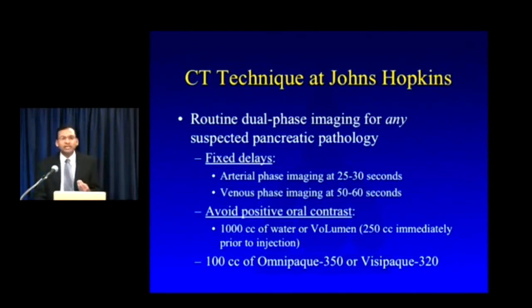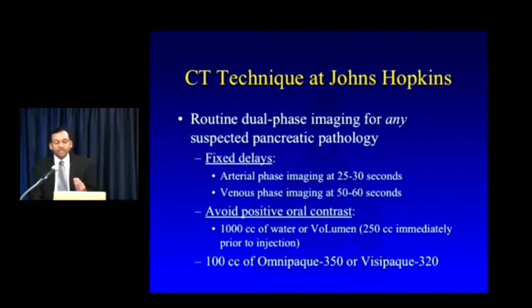So typically that entails an arterial phase at roughly 25 to 30 seconds, and then a venous phase at roughly 50 to 60 seconds. Now, note that we do not give these patients positive oral contrast. Not only will that interfere with your 3D post-processing, which we put a lot of emphasis on at Johns Hopkins, but you can also end up with streak artifact and beam hardening artifact, and I've seen examples where that artifact can actually obscure lesions in the pancreas.